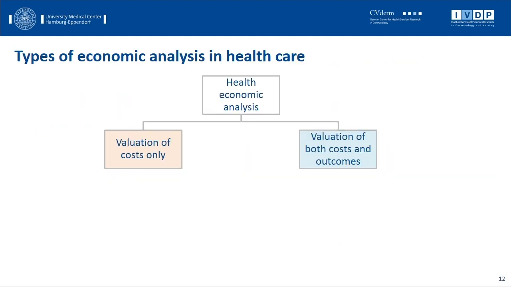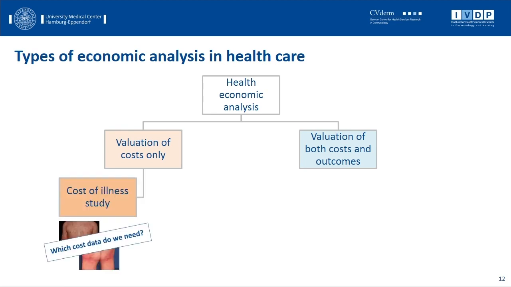Of course, in economics, we are not only interested in quality-adjusted life years or quality of life, but also in the monetary cost of a disease. So with the aim of calculating the economic burden of a disease, we choose a cost of illness study. Which cost data do we need here?